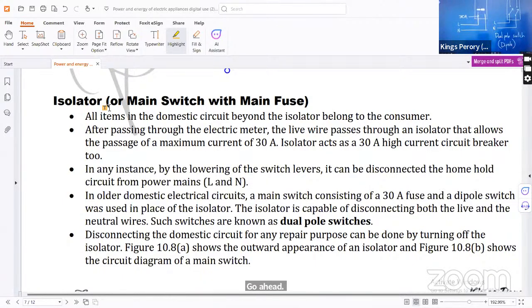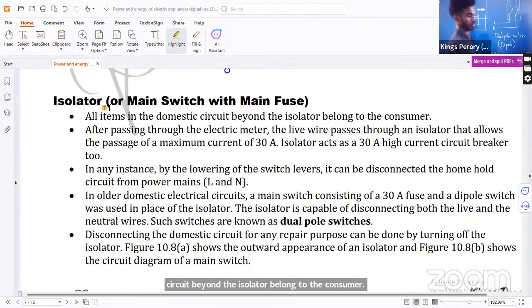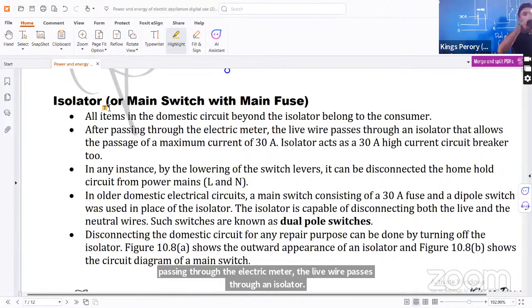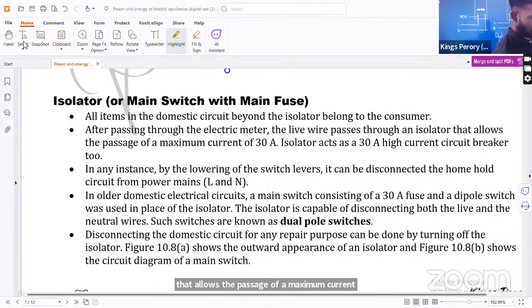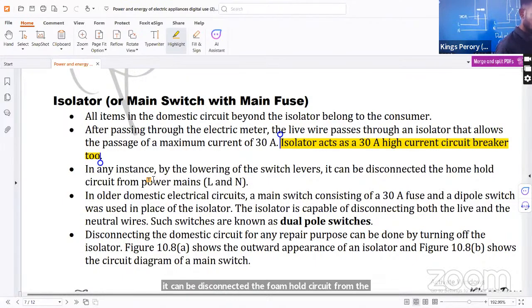Isolator or main switch with main fuse. All items in the domestic circuit beyond the isolator belong to the consumer. After passing through the electric meter, the live wire passes through an isolator that allows the passage of a maximum current of 30 ampere. The isolator acts as a 30 ampere high current circuit breaker. At any instance, by lowering the switch lever, the household circuit can be disconnected from the power mains, L and N.